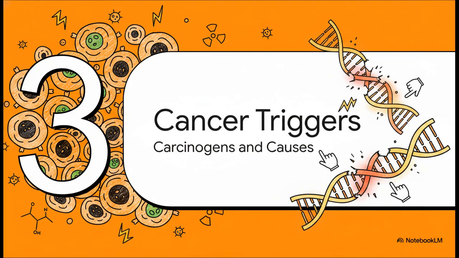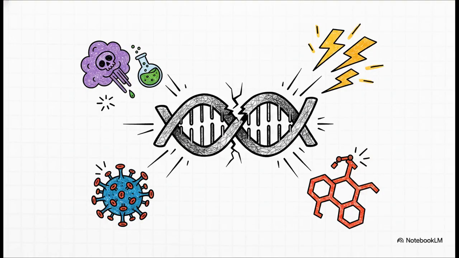Section 3. Triggers, carcinogens, and causes. So, what actually pulls the trigger on that very first DNA mutation? You might assume it's mostly just bad underlying genetics, but the staggering reality is that environmental factors are by far our biggest threat. Chemical carcinogens alone are responsible for a massive 80% of cancers.